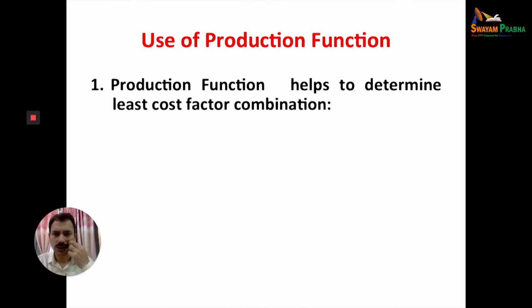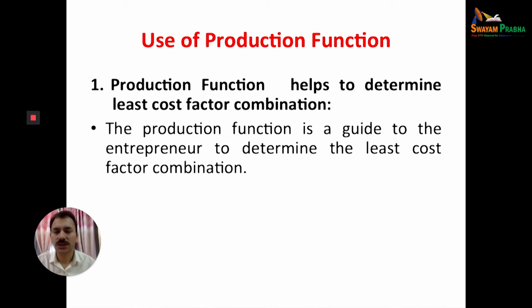Now let us discuss the uses of production function. Production function helps to determine the least cost factor combination. You know that the most important objective of the firm or organization is to maximize profit. No doubt, like Baumol says, sales maximization can be the main objective. There can be other objectives like sustainability, or output maximization. But the ultimate objective of the firm is to maximize profit.